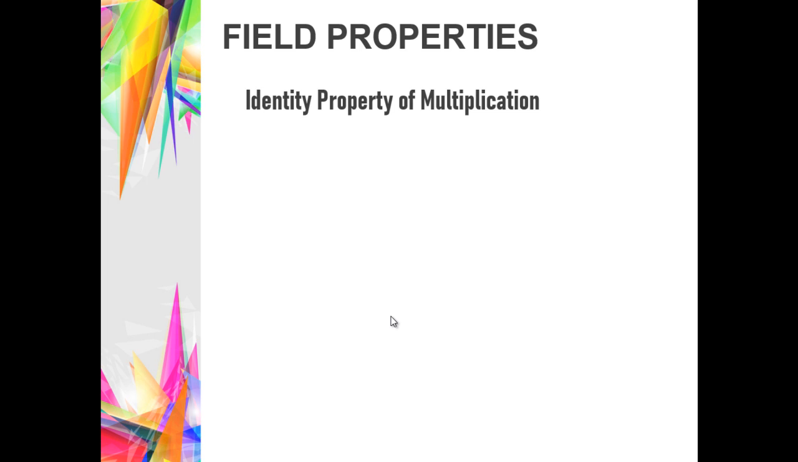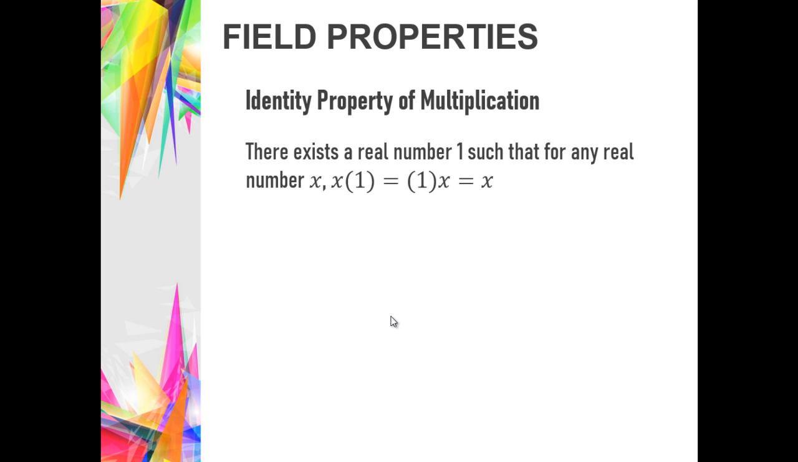Identity property of multiplication. There exists a real number 1 such that for any real number x, when multiplied to 1, so x times 1 or equal to 1 times x, that is equal to x itself. So, what pasabot, any real number nga times na to 1, mo-equal na sa iya nga number kaugalingon.